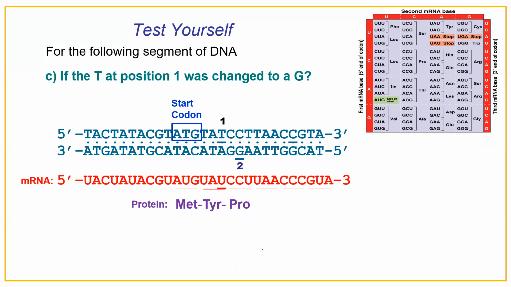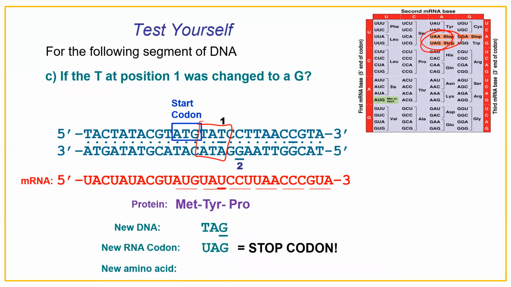And what is C asking? C is saying, what if we change that T at position 1 to a G? Same exercise as before. I'm just looking at this one codon here. My new DNA is going from a TAT to a TAG. My RNA, of course, becomes a UAG. And on my genetic code, a UAG is a stop codon. So what kind of mutation is that? This is a nonsense mutation.